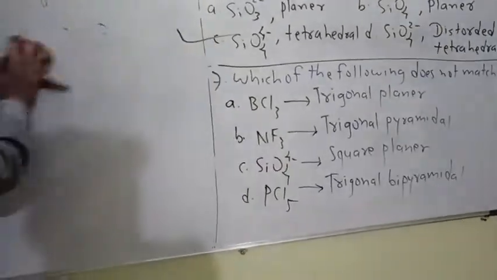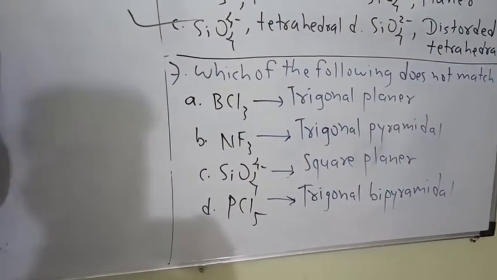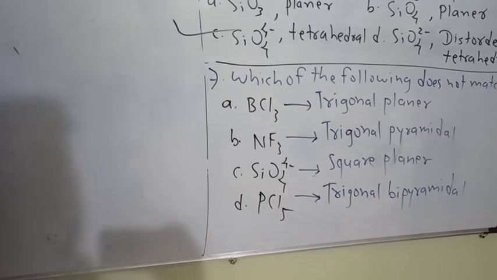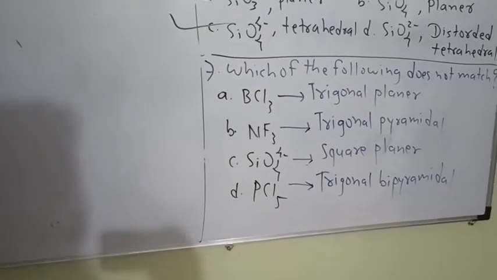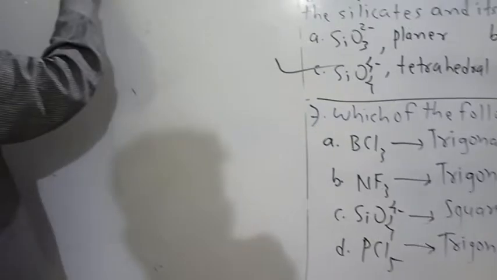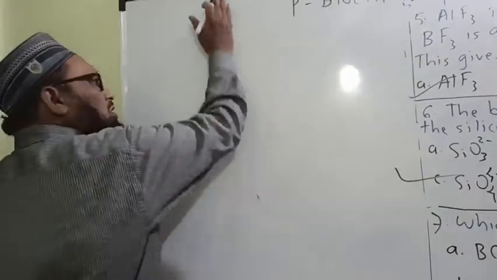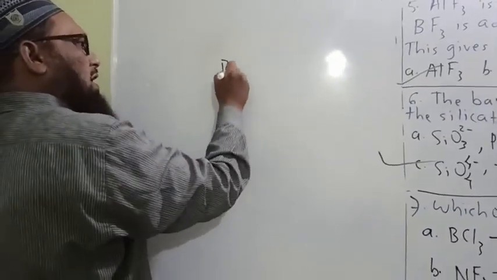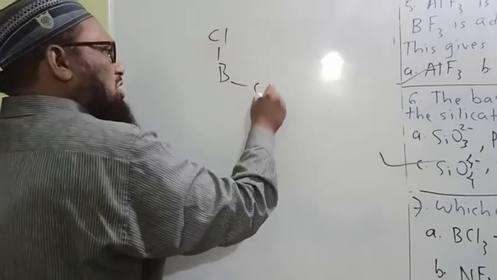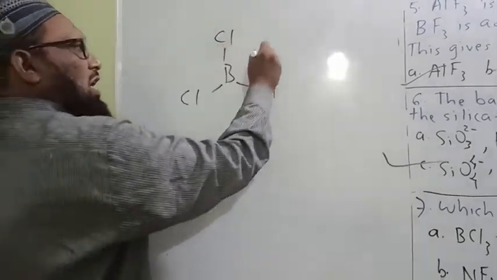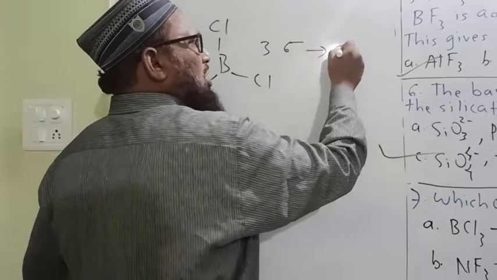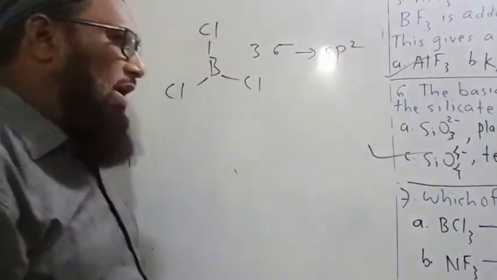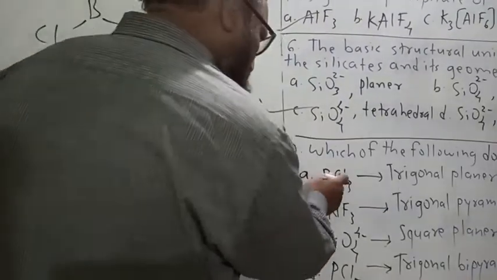Then the next question. Which of the following doesn't match? Let us see. BCl3. We have to find out the hybridization. Boron has 3 valence electrons. This is the structure of boron trichloride. Here, how many sigma bonds are present? 3 sigma bonds. Hybridization sp2. Geometry trigonal planar. This matches.